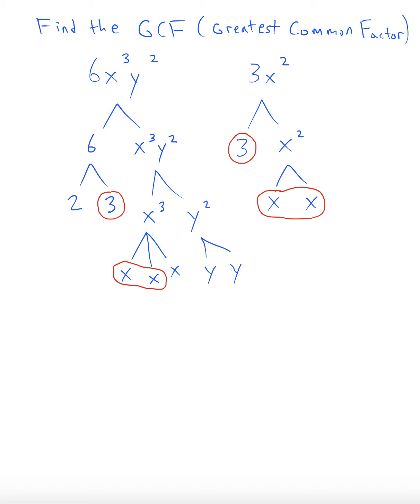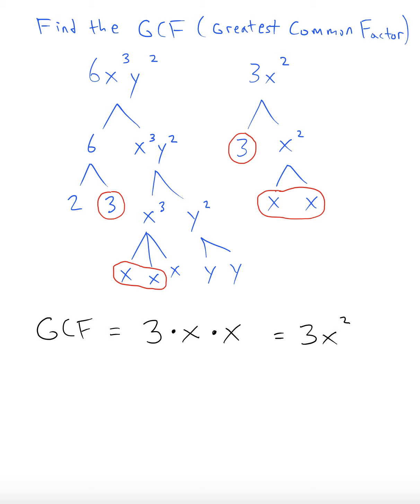So, in order to find the GCF now, what I need to do is I need to multiply 3 times x times x. There's no reason to do it twice now. You only have to take from one tree because it's something that they have in common. And I'll just simplify it into 3x squared.